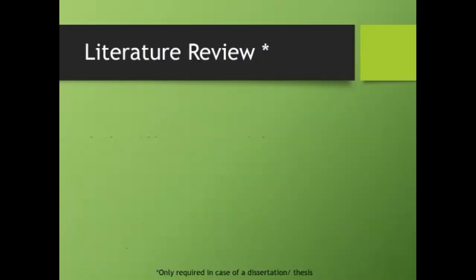On to the next section, that is literature review. You need to understand that literature review is only a requirement in case of a dissertation or a thesis. In case of an original research article, there are only 4 components that you have to write: introduction, material and method, result, and discussion. And in an original research article, the literature review is actually incorporated inside the discussion section. So let's quickly go through this literature review for a dissertation or a research thesis.